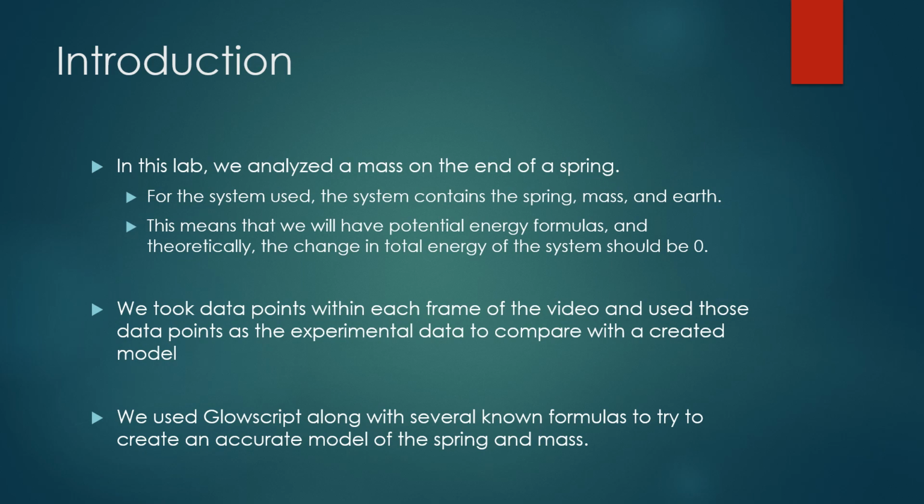In this lab, we analyze a mass on the end of a spring. For the system used, it contains the spring, mass, and Earth. This means that we will have potential energy formulas involved, and theoretically, the change in total energy of the system should be zero. We took data points within each frame of the video and used those data points as the experimental data to compare with the created model.